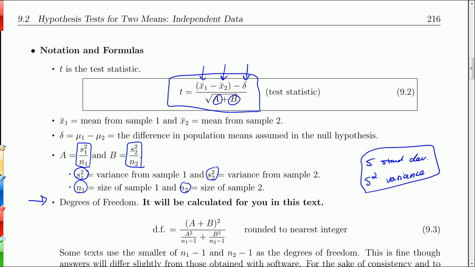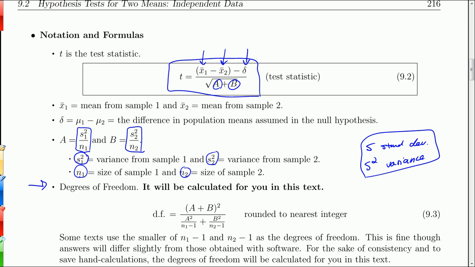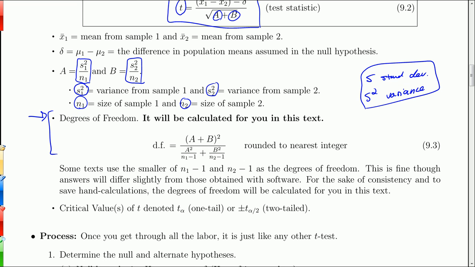And you can either do that by squaring the standard deviation, or a lot of times you'll just be given the actual variance, right? And the degrees of freedom, because this is a t-value, keep in mind I now need a degrees of freedom. And this is where this particular type of problem gets very complicated. So the degrees of freedom is calculated with this very complicated fraction, right? And what I want to point out now is that in this text, it will be calculated for you. If you use software, it will generally print it out and tell you what the degrees of freedom are.